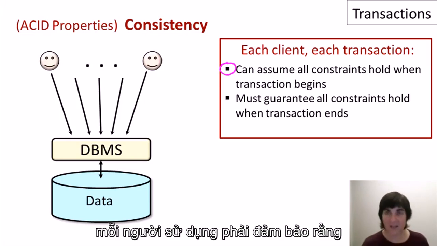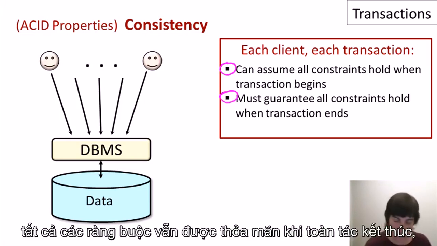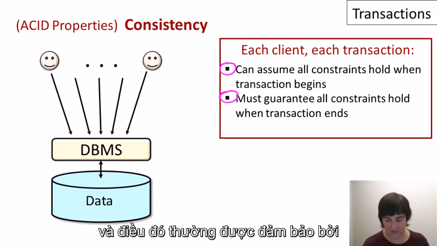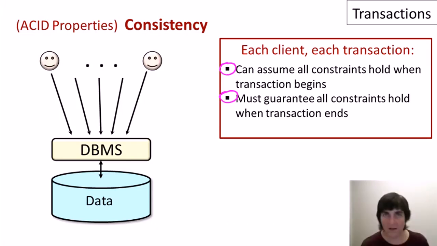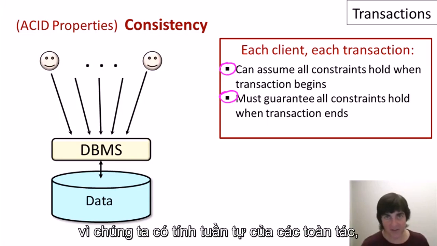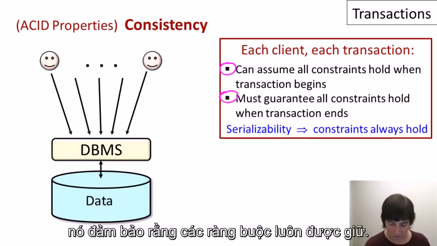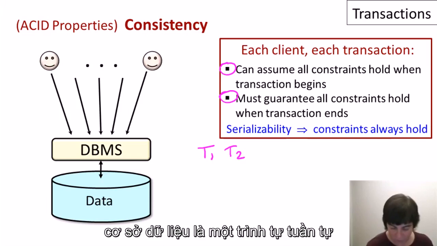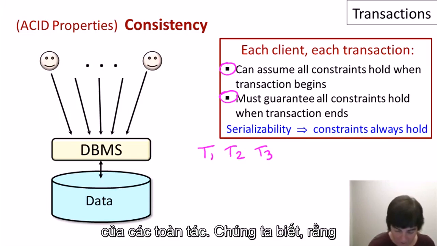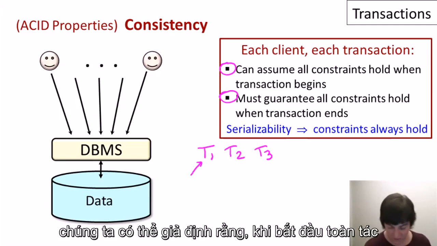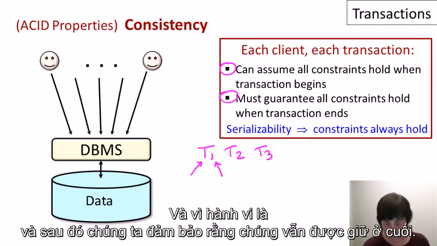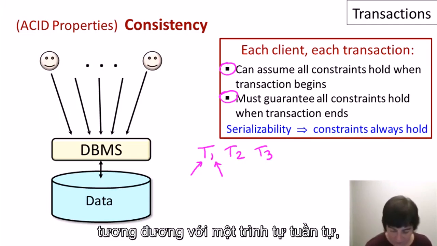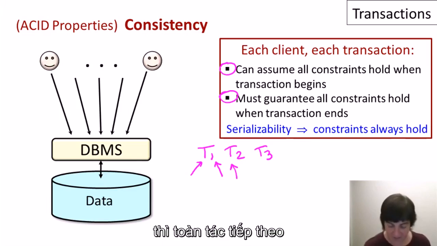client must guarantee that all constraints hold when the transaction ends, and that's typically guaranteed by the constraint enforcement subsystem. Now with that guarantee, since we have serializability of transactions, that guarantees that constraints always hold. Specifically, the behavior of the database is some sequential order of the transactions. We know that we can assume at the start of the transaction the constraints hold, and then we guarantee they hold at the end, and since the behavior is equivalent to a sequential order, then the next transaction can assume the constraints hold, and so on.